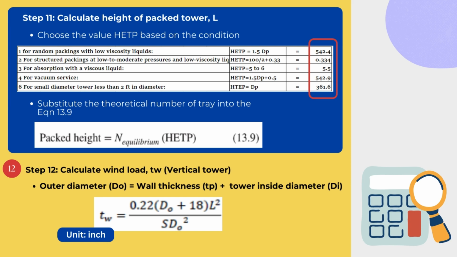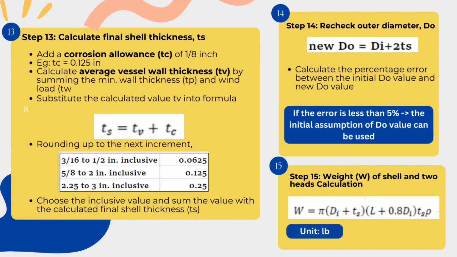The next step is calculating the height of the packed tower. First, choose an HETP value based on the condition and substitute the theoretical number of stages into equation 13.9. After that, calculate the wind load. Note that the outer diameter is the sum of wall thickness and the tower inside diameter. Step 13 is about the calculation of final shell thickness. First, add a corrosion allowance TC of 0.125 inch. Then substitute the calculated average vessel wall thickness TV into the formula given. For rounding up to the next increment, choose the increment value based on your plant condition and total up the value with the calculated final shell thickness.